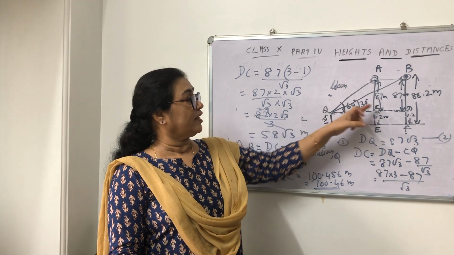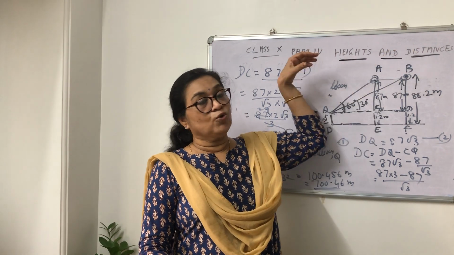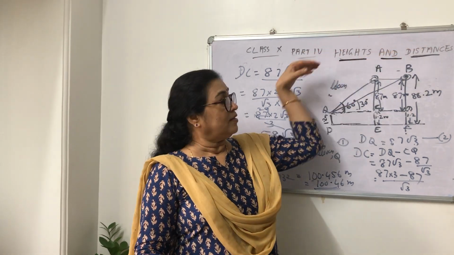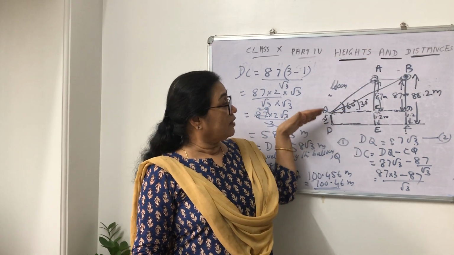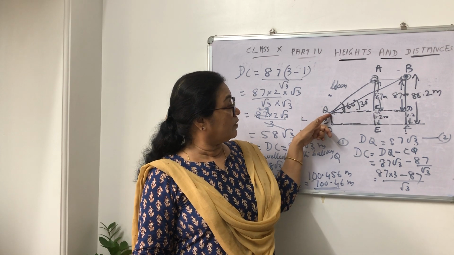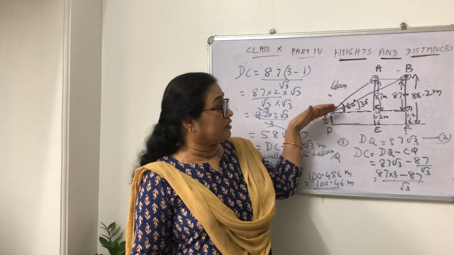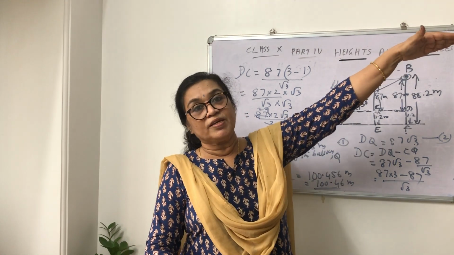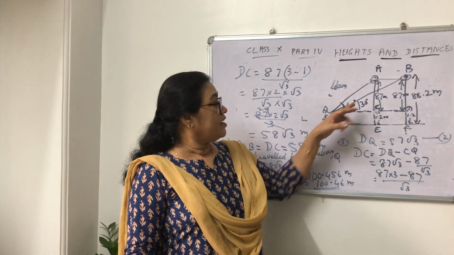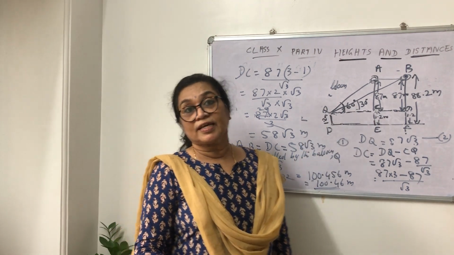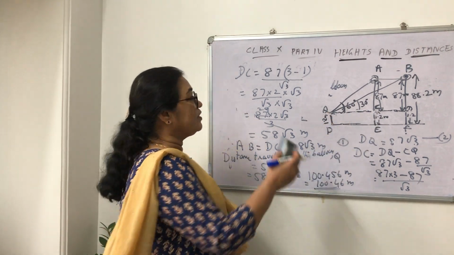In this right angle triangle, you take tan 60 and find out CQ. And this balloon moves in the horizontal direction at the same height of 88.2 meter, but the angle of elevation from the eyes of this girl is reduced to 30. So it moves away from the girl. Then BDQ is another right angle triangle. So you find out DQ and CQ and take the difference.